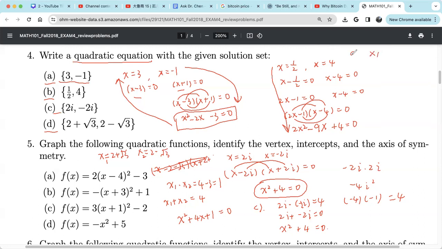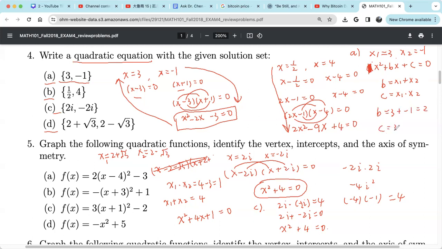Okay, let's do 8. x1 equals 3, x2 equals negative 1. And you know the standard form is ax squared plus bx plus c equals 0. We can always divide by a, so let's ignore this a and make it 1x squared. When the coefficient of x squared is 1, then b equals the negative of x1 plus x2, and c equals x1 multiplied by x2. So in this case, the sum is 3 plus negative 1, which is 2.